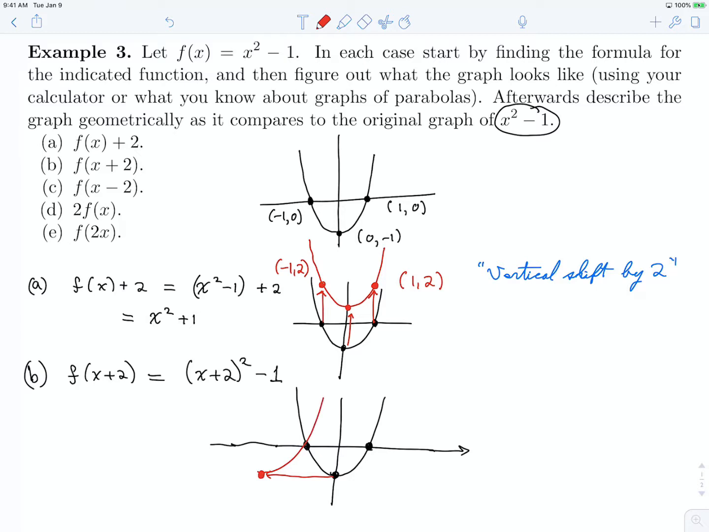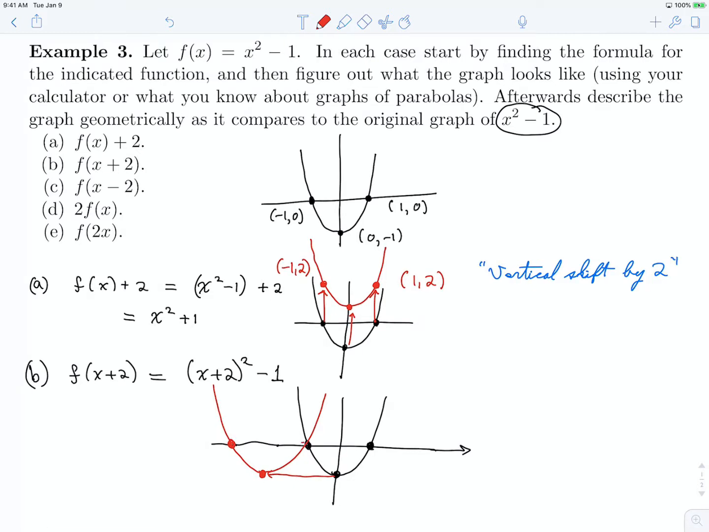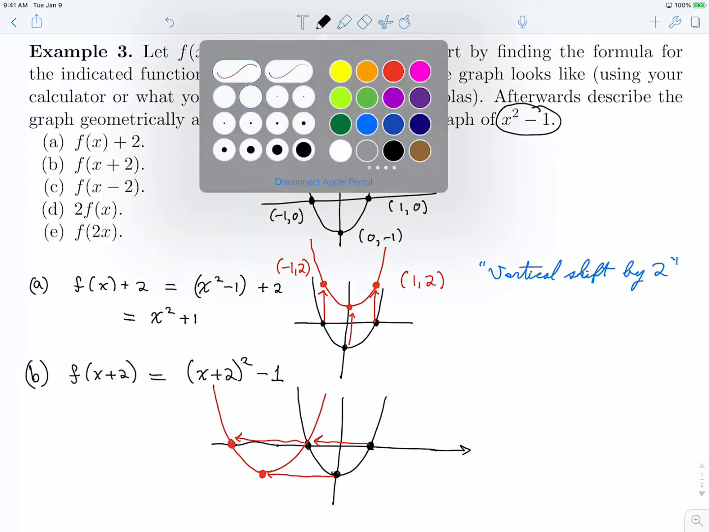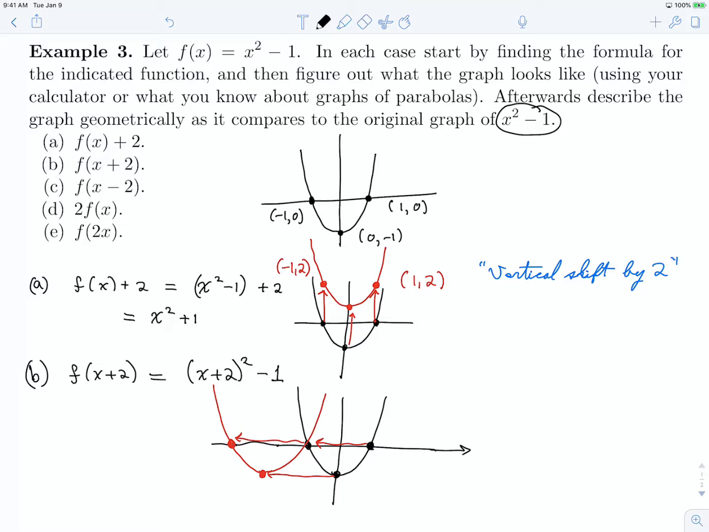But each of those 3 points I'm going to claim went to the left by 2. So I'll draw the graph, I'll draw the points, and then I have these arrows showing you where things moved from. So let me show you one of the points that I claim is correct, namely the point on the left here. I claim it moved to the left by 2, and so that means it should have the x-coordinate -3 and the y-coordinate 0. That's my claim, and now I'll justify it. Let's plug in -3 to our formula. (-3 plus 2) squared minus 1 equals (-1) squared minus 1 equals 1 minus 1, which is 0. That's the correct y value that I claimed.